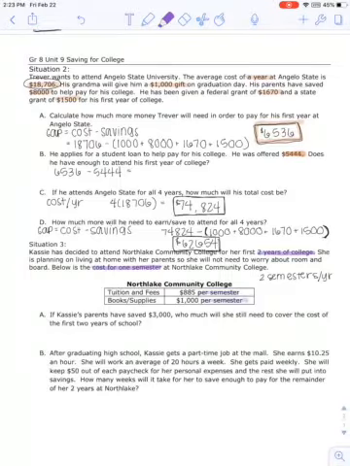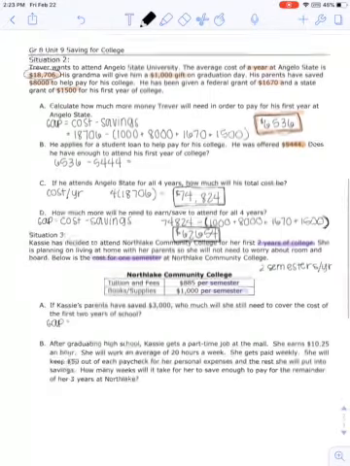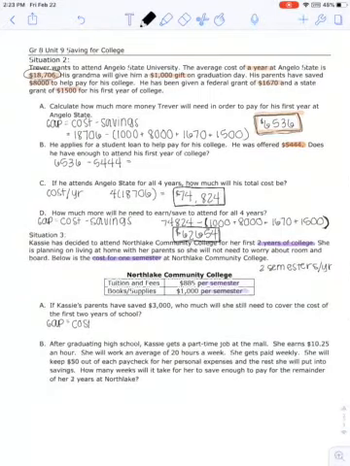Okay, so A says if Cassie's parents have saved $3,000, how, typo, I know, how much will she still need to cover the cost of the first 2 years of school? So it's the first 2 years of school. So we're going to figure out our cost and then subtract our savings. So still we're using that general form of gap equals cost minus savings, or money that you have.